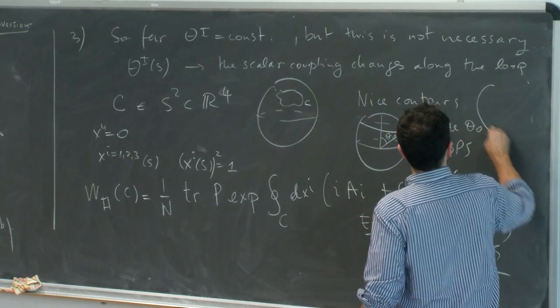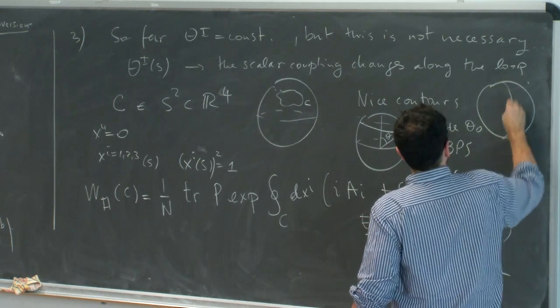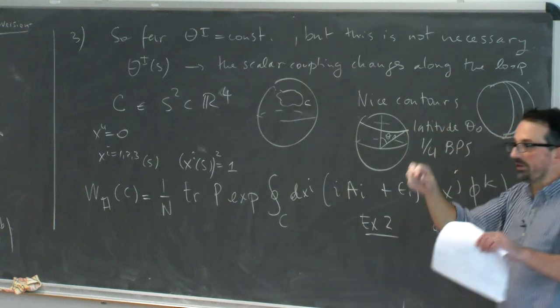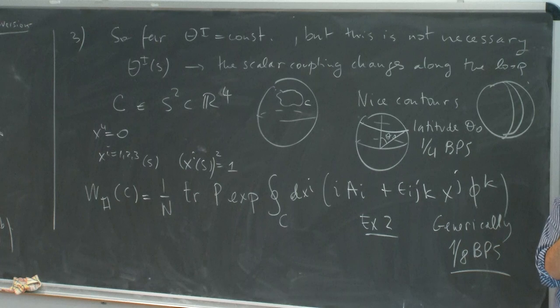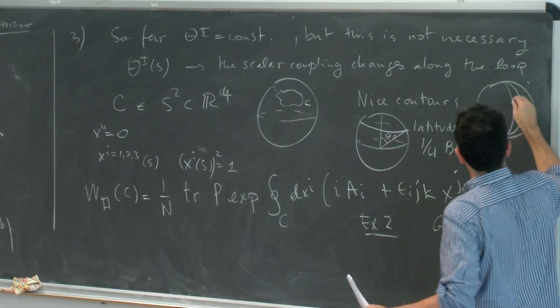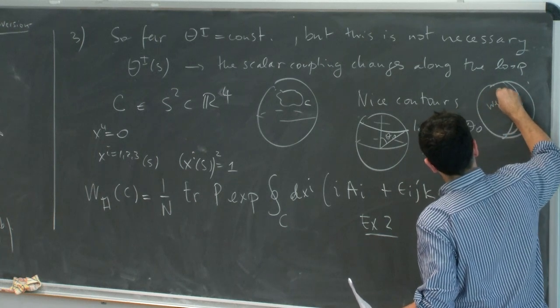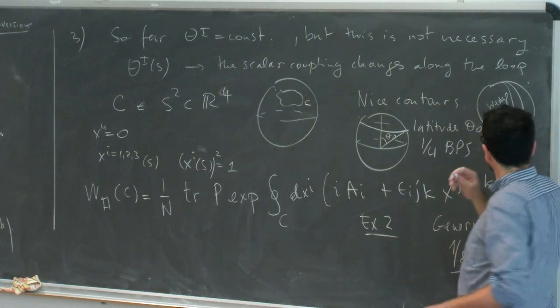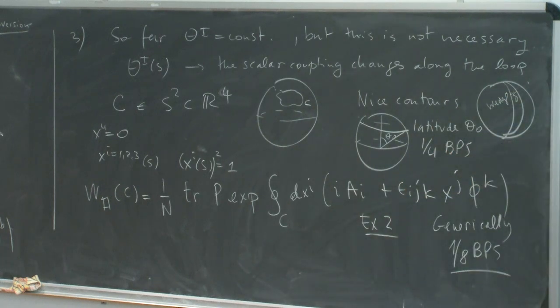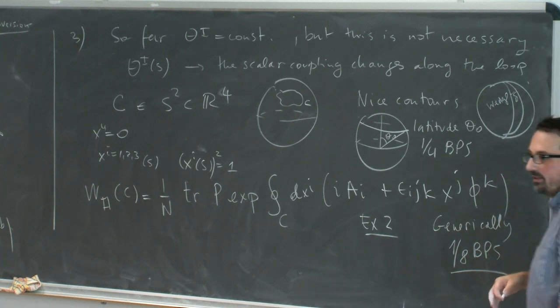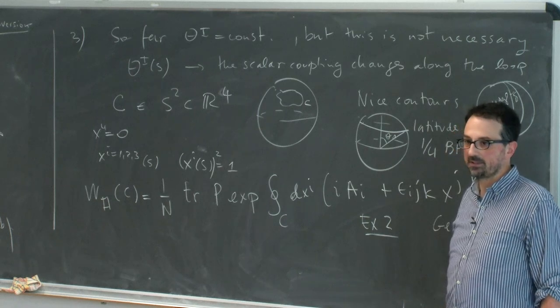Another nice contour is if you take two meridians, two semicircles meeting at some angle. This is like a wedge, like an orange wedge. And this is also 1/4 BPS. There are a few operators which are 1/4 BPS. In general, they are 1/8 BPS.